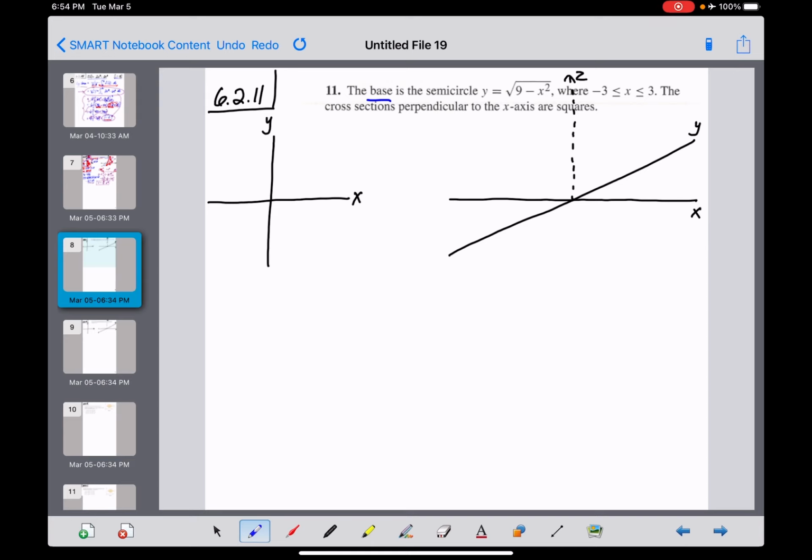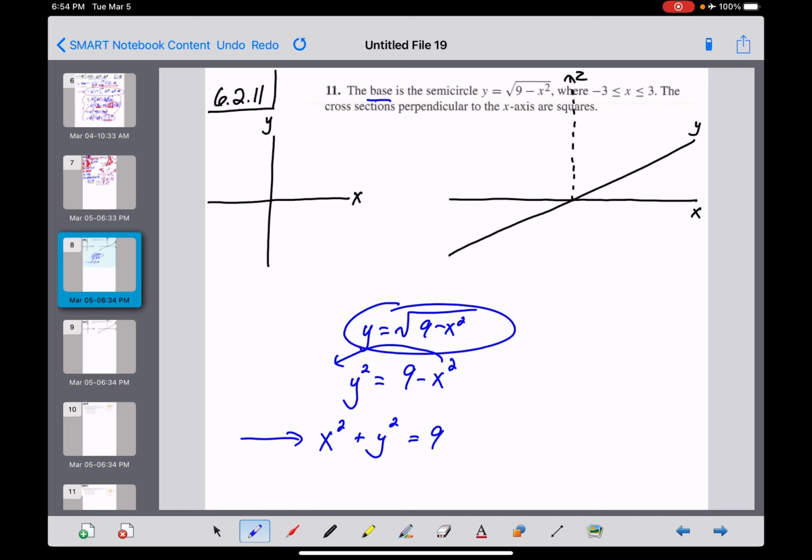Let me kind of work backwards. Y is equal to the square root of 9 minus x squared. If I squared both sides, I get y squared equals 9 minus x squared. And then if I brought this x squared term over here, I'd get maybe what you're more familiar with: x squared plus y squared equals 9. Except that is a full circle, because this is just the positive square root. This is just going to be the top half of your semicircle. And the radius of that is going to be 3, which of course means it begins over here at -3.